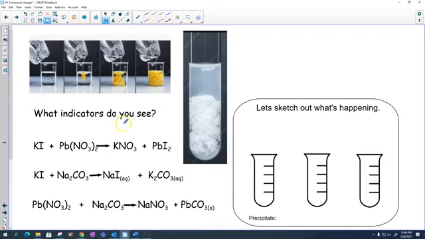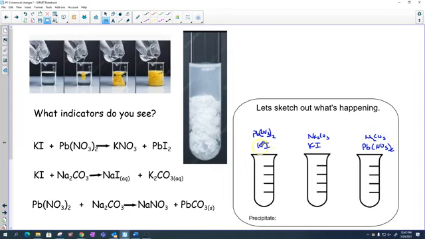What do you see? Well, first thing we're going to sketch out here, we're going to do three different demonstrations. I have three different chemicals. One is potassium iodide and PbNO3, like this. And we have potassium iodide and Na2CO3, and then we're going to do a third one involving potassium lead nitrate. So three different chemicals, we're going to mix them together, and then the sodium carbonate, like that.